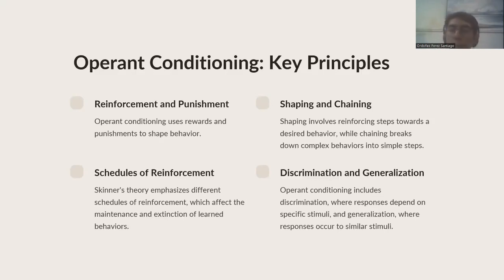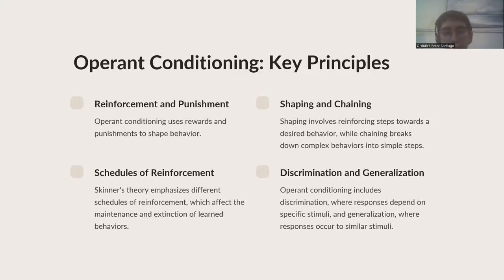So at the beginning, in the early stage of our life, sometimes we see very complicated or complex behavior, but then through this chaining process, it becomes easy for us to understand and follow this behavior. Then the other one, which is really important, is the schedule of reinforcement. Skinner theory emphasizes different schedules of reinforcement. The schedule means the frequency, sorry, the frequency at which this reward or punishment happens and how we learn, right? So that at the end affects the maintenance and extinction of learned behaviors.